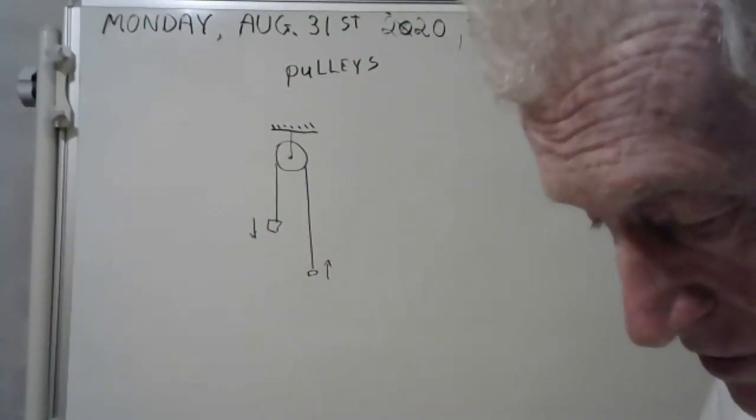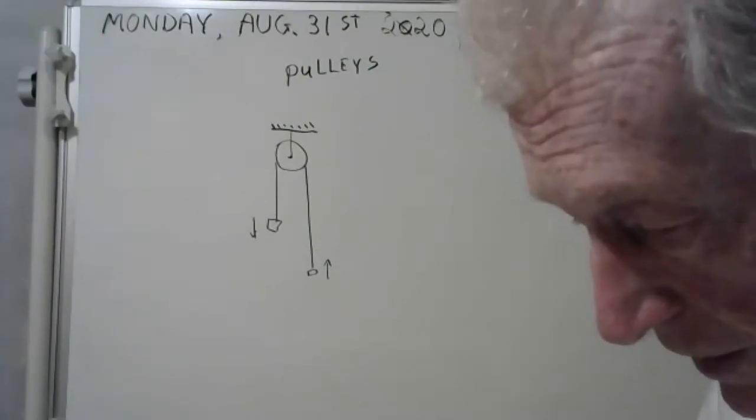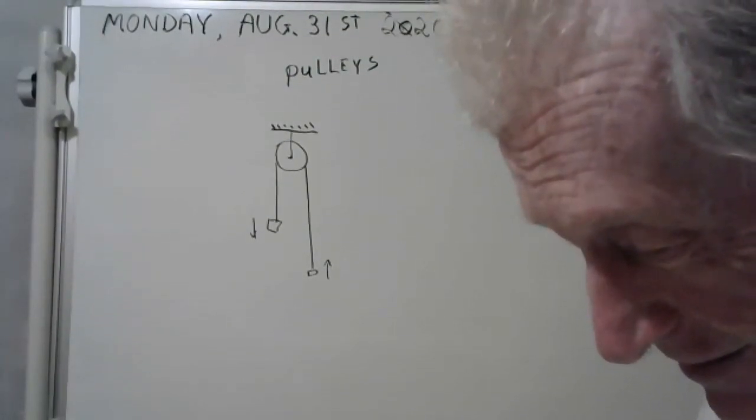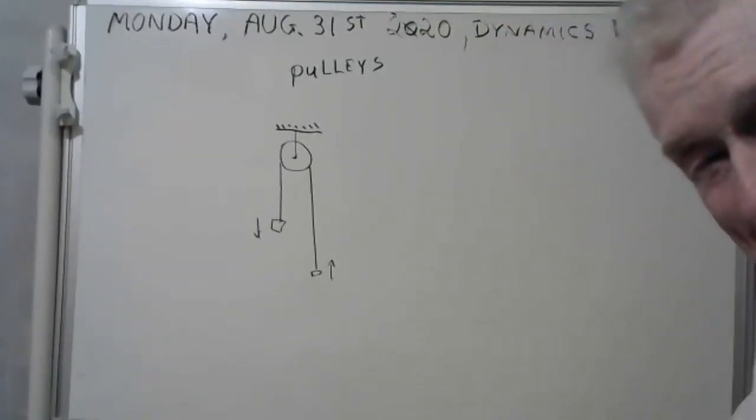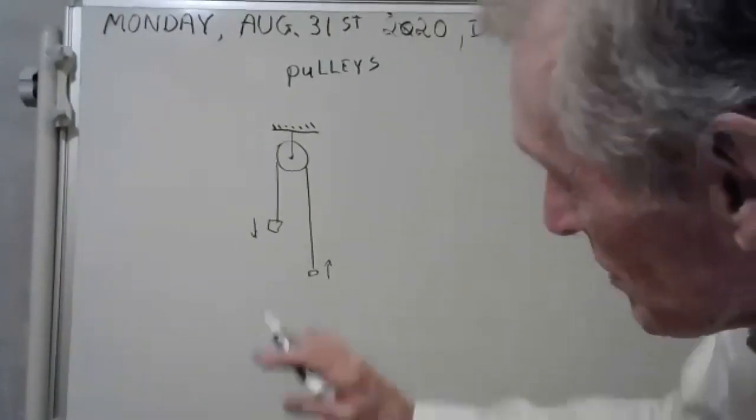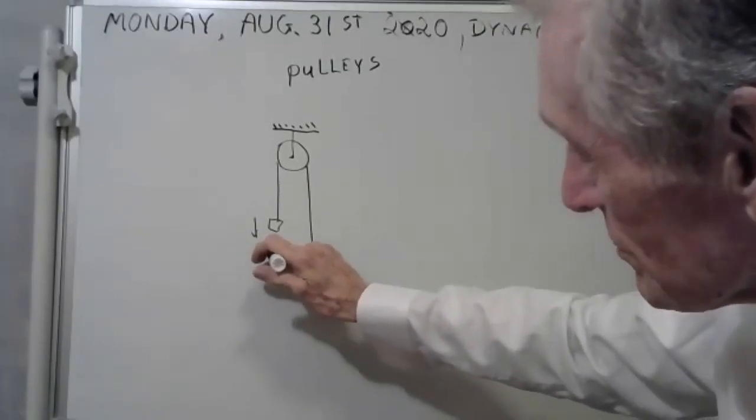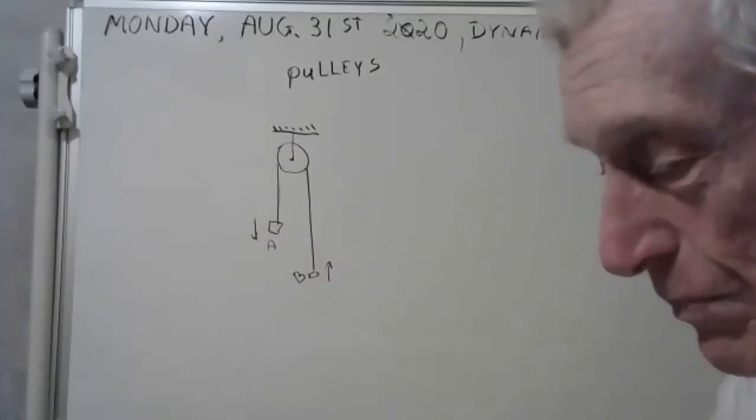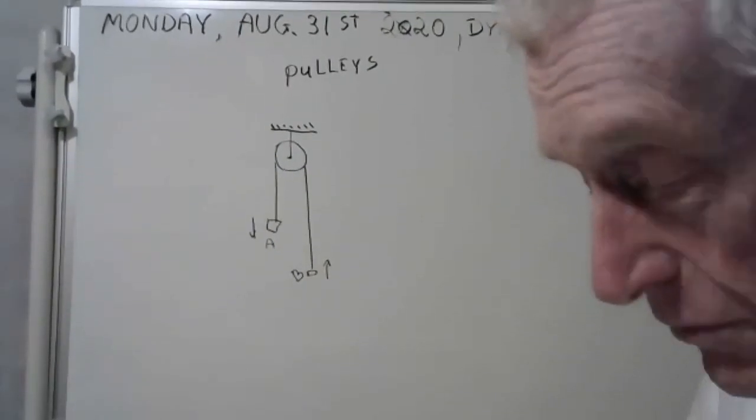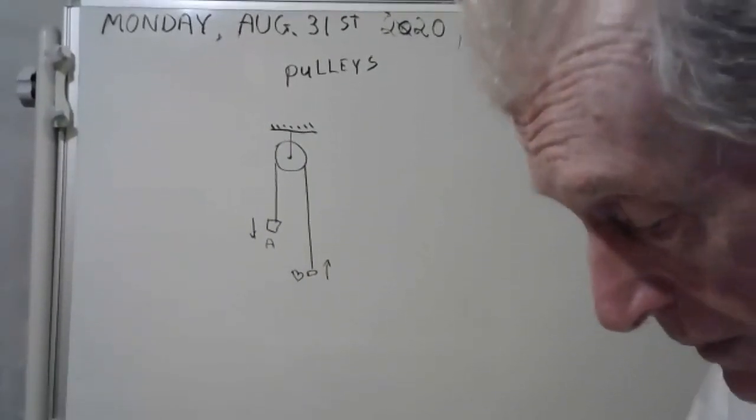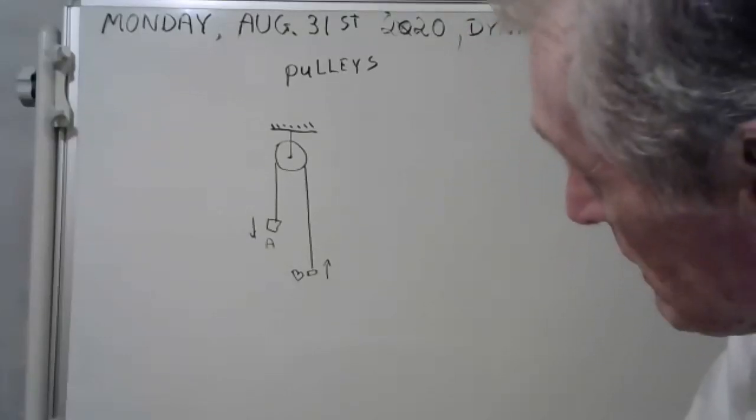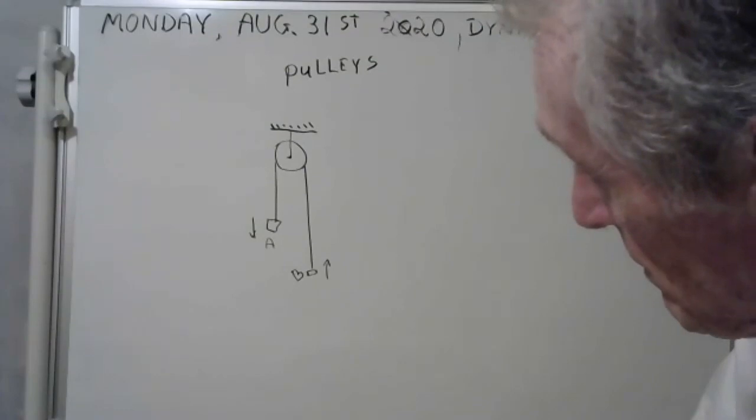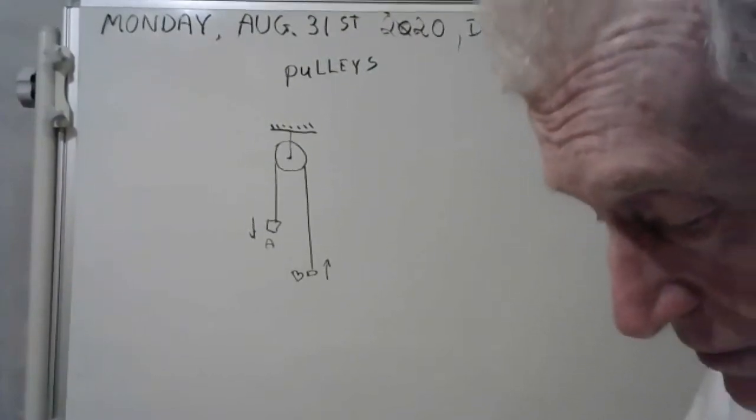Did that make sense? Okay, Megan. If you want to call this body A and this body B, A depends on B, and B depends on A. Okay, and that's pretty simple. Now you can see that whatever A does, B does the opposite.